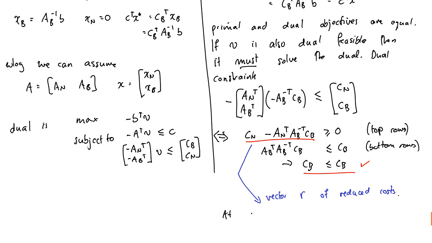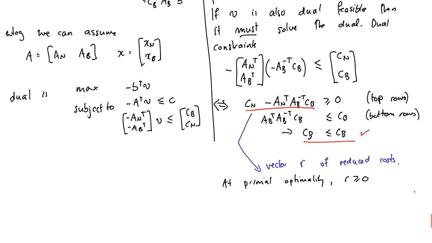At optimality, which is where we are at in the primal, R is greater than or equal to 0. That's our test for optimality. So this means that both sets of constraints are satisfied, so we'll give that one a tick as well. Constraints are satisfied. Therefore, we are dual optimal.